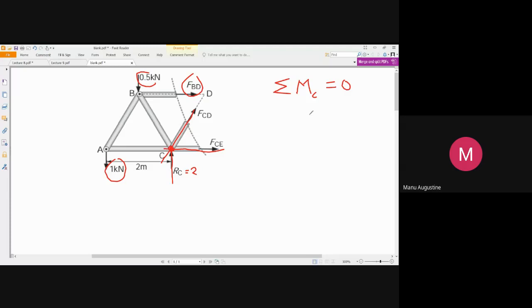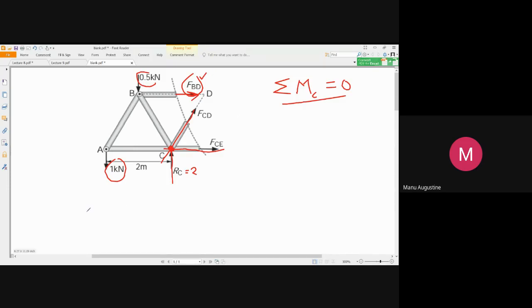So all the forces whose line of action is passing through point C, their moments will become zero. And we have to find the moments of all the forces. So it is beneficial to select that point from which maximum number of forces are passing, so that the moments that you have to calculate are reduced. Now you will see that since the moment of FCD is zero, the moment of FCE is zero, the moment of RC is zero. Now the only remaining moments that will be generated are those of 1 kilonewton, 0.5 kilonewton and this FBD. And by applying this single equation, you will directly get the value of FBD. Now let us apply this equation.